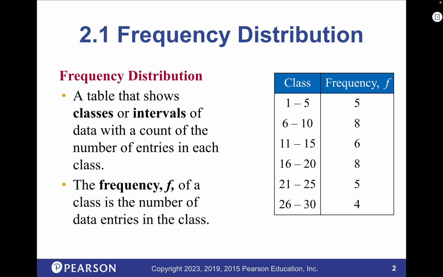I don't even know what this data is, but for whatever it is, the first class is 1 to 5. Any data between 1 and 5, we count, and evidently there are 5 pieces of data between 1 and 5 inclusive. So 5 would go there, 1 would go there, anything in between. For 6 to 10, there are 8 pieces of data. Again, we don't know if it's 6, 7, 8, 9, or 10, but we know that it's in that block, that class.